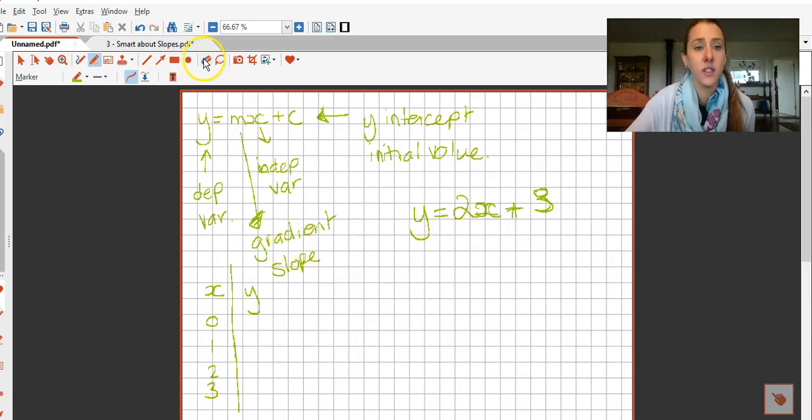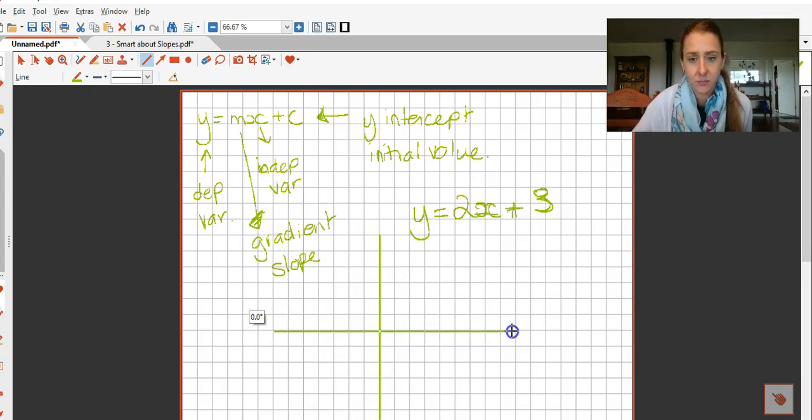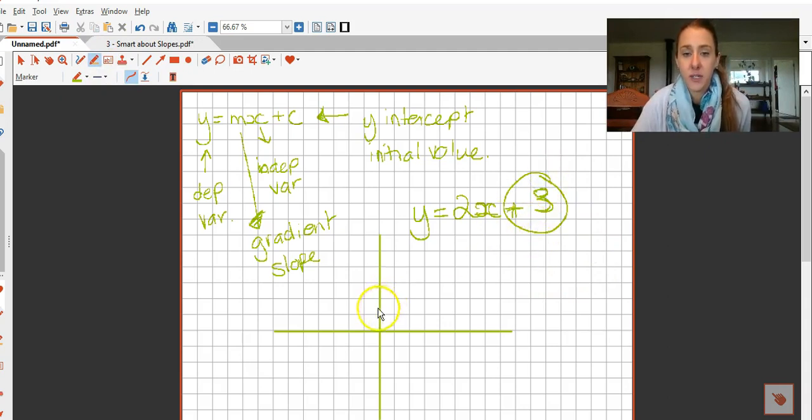The other way that you can do it, which is a lot quicker, is that you pretty much have the information that you need right here in this equation. So we know what our gradient is and we know where it's going to cross over our y-axis. So this is our y-axis, remember? This is our x-axis. Okay, y stands up tall, x lays down low.